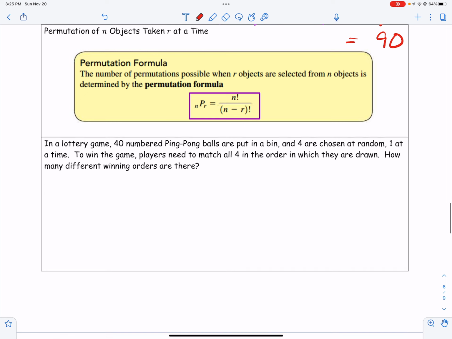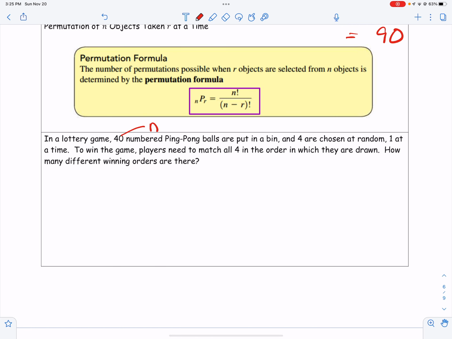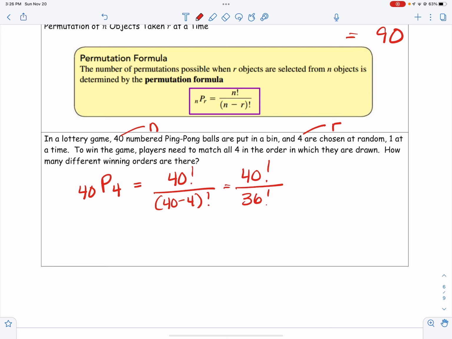So let's look at a few. And I'm going to do it the long way since you can't see my calculator, but you can do it on your calculators. But you have to make sure you know how many items you have. So the number of ping pong balls that we have is n, and the number that we are choosing is r. So we have 40 ping pong balls, and we are choosing 4. So that's 40 factorial over 40 minus 4 factorial, which is 40 factorial over 36 factorial.